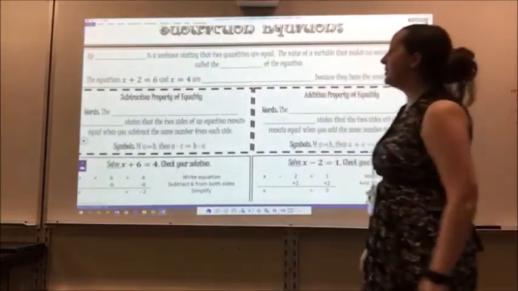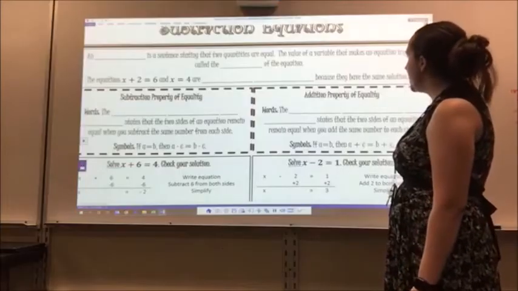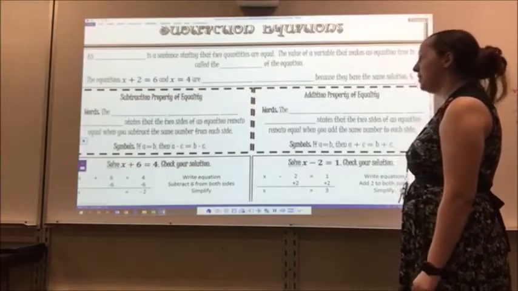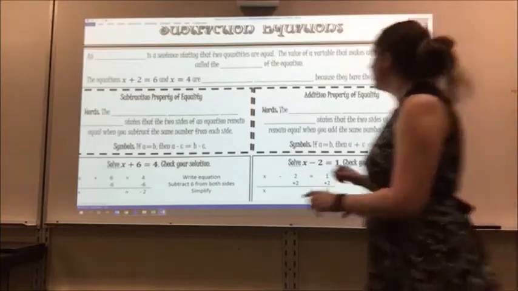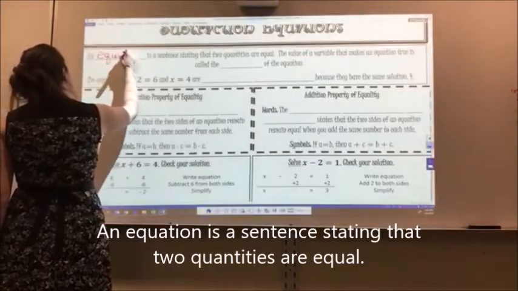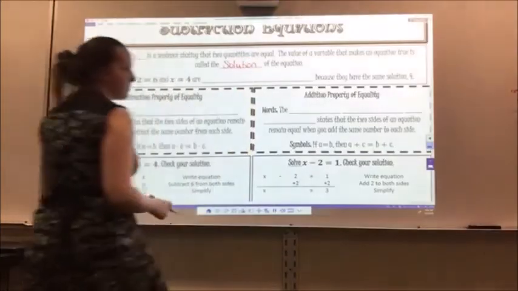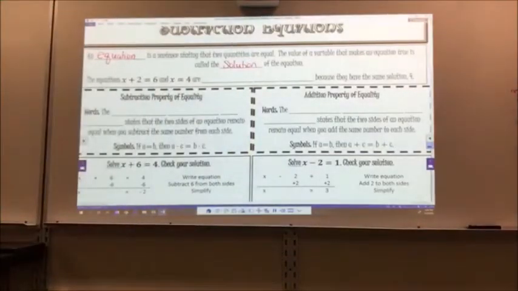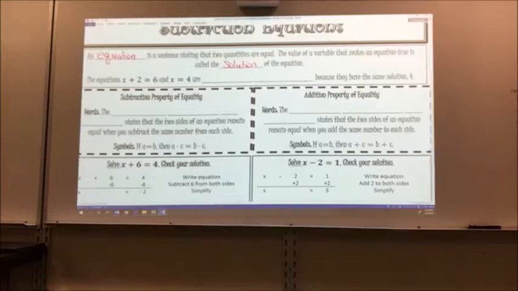All right, a blank is a sentence stating that two quantities are equal. The value of a variable that makes an equation true is called the blank of the equation. In those blanks, you're going to write equation and solution. So an equation is a sentence stating that two quantities are equal. The value of a variable that makes an equation true is called the solution of the equation.